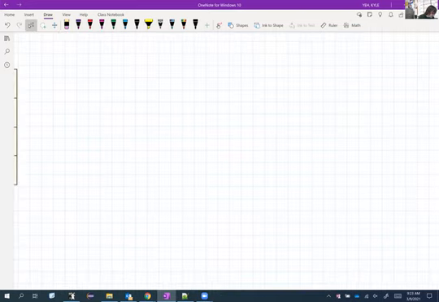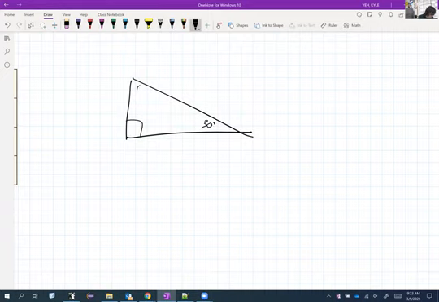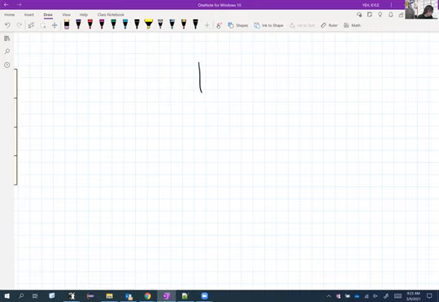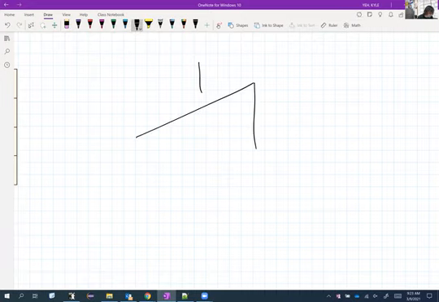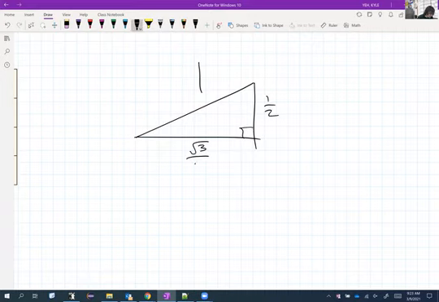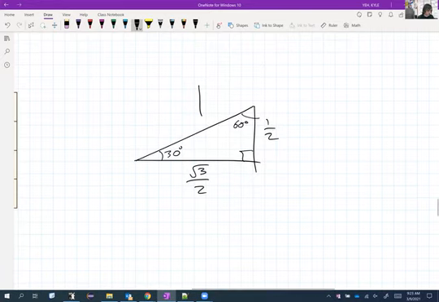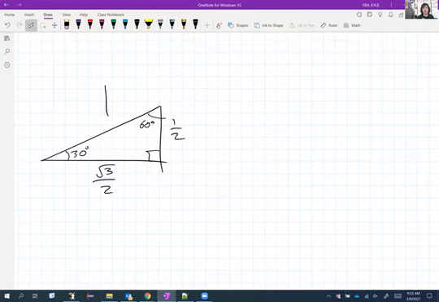The first one is that in a 30, 60, 90 triangle on the unit circle, this only applies to the unit circle, but it will be well worth your while. I'm going to draw this slightly differently, so it's in quadrant 1. Sorry about that. It will be well worth your while to know that the short leg is 1/2 and the long leg is √3/2. In a 30, 60, 90 in the unit circle, that is well worth memorizing.